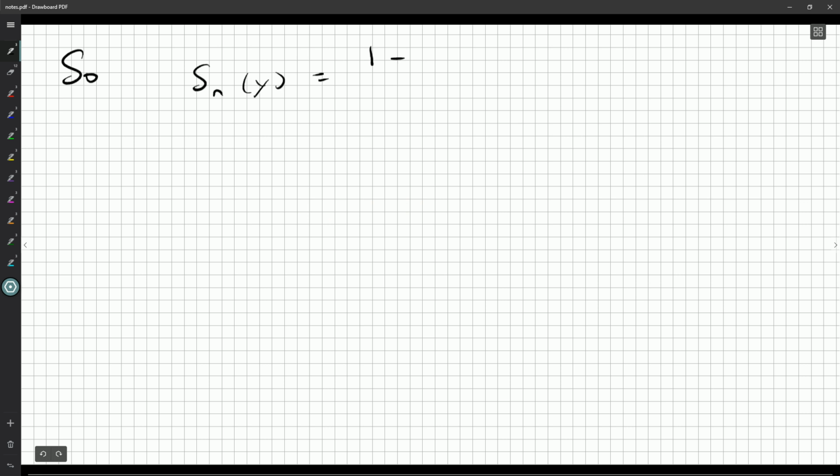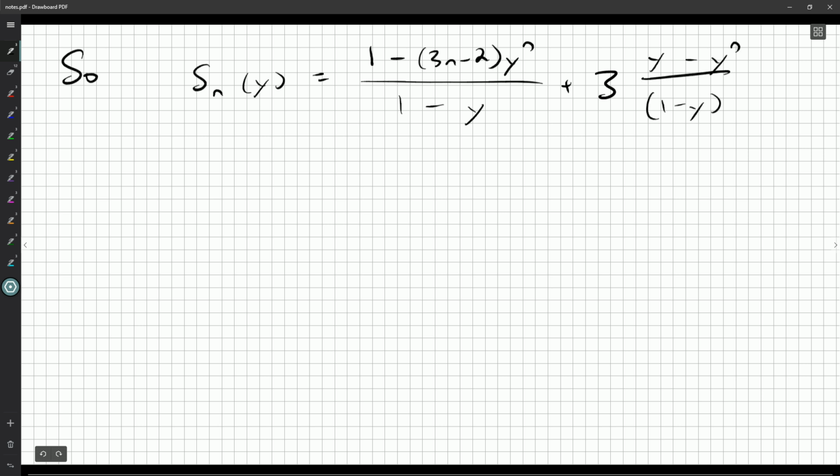So that'll be (1 minus 3n minus 2y to the n) all over 1 minus y. I don't think this can really be cleaned up. And then (3y minus y to the n) over (1 minus y) squared. Okay.